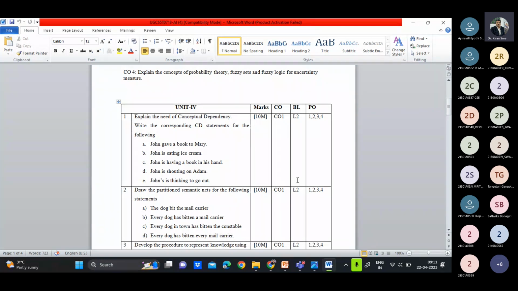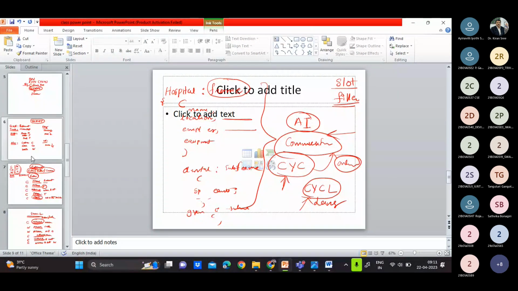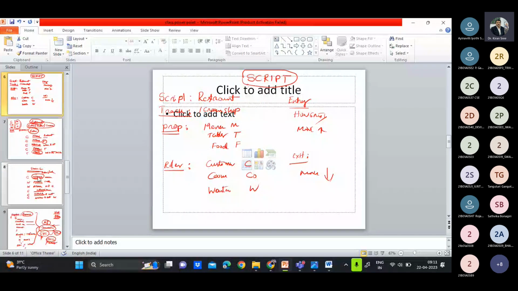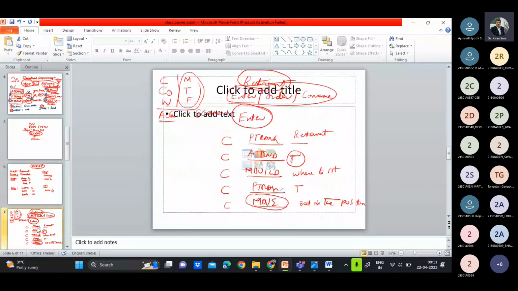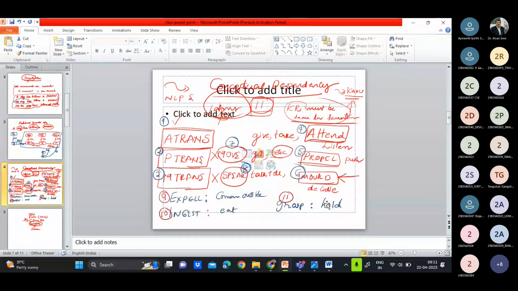John gave a book to Mary. So what primitive do I have to use? Can somebody tell me? A-trans, sir. Yes, A-trans is an abstract transfer. Then I have to use that A-trans. What you said is right.